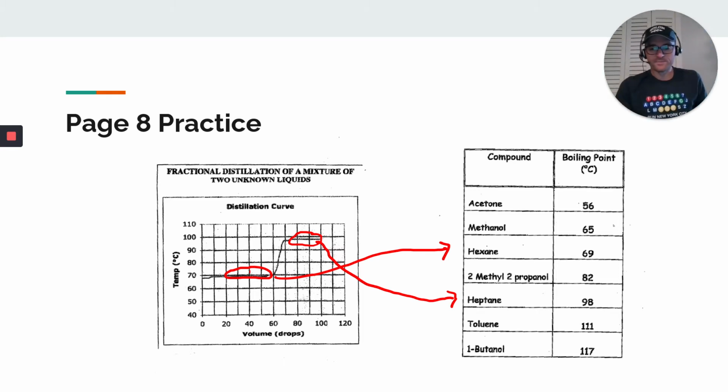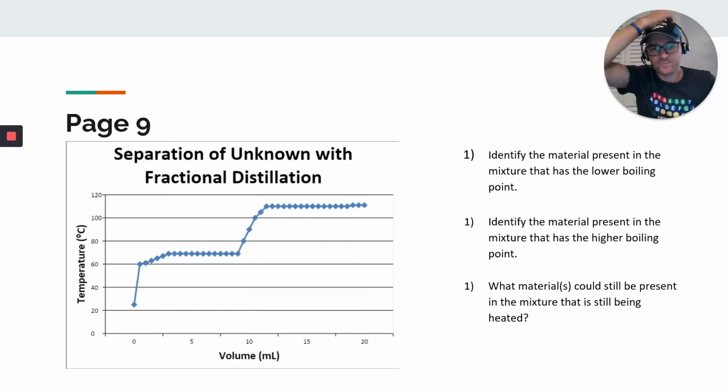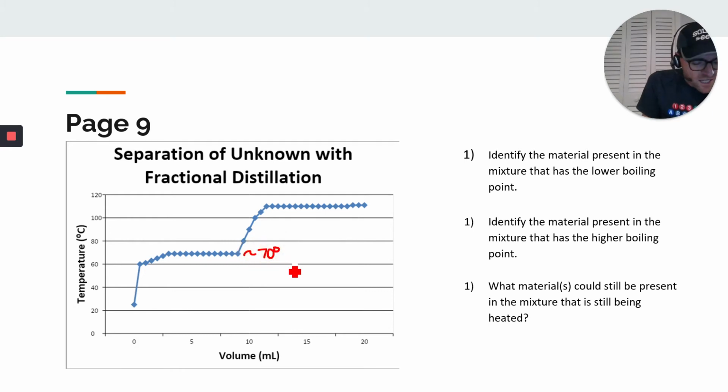Let's try a couple more. So page 9. So number 1, referencing our chart, identify the material present in the mixture that has the lower boiling point. So again, let's look at this. And maybe about 70 degrees here. Is this phase change happening? So let's look at that table. And looking at our table on page 9, hexane is the substance with the boiling point about 70 degrees.